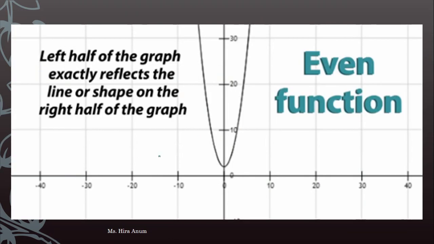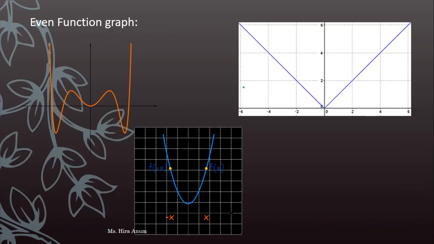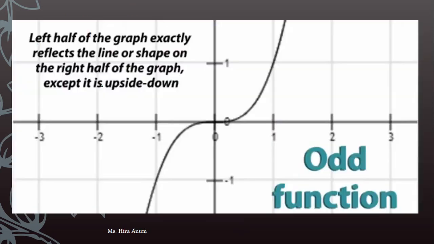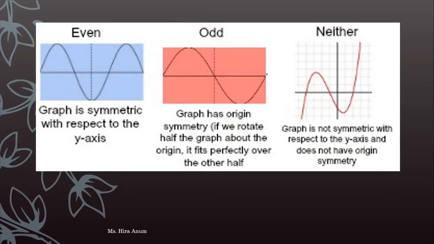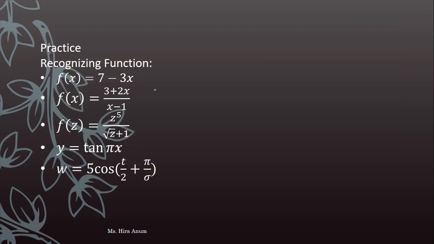You can see this. This is an even function graph. This is an even function graph. This is an odd function graph. You can see this. This kind of graph is not symmetric, so this is neither even nor odd. But this kind of function graph is odd, and this kind of function graph is even.